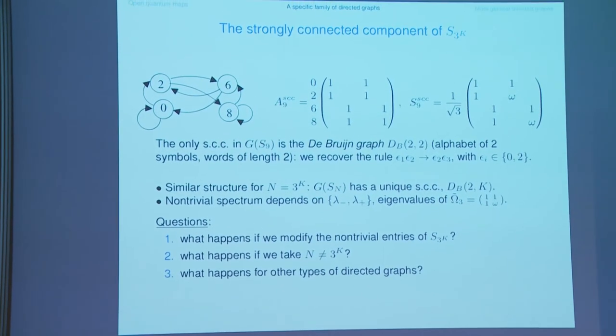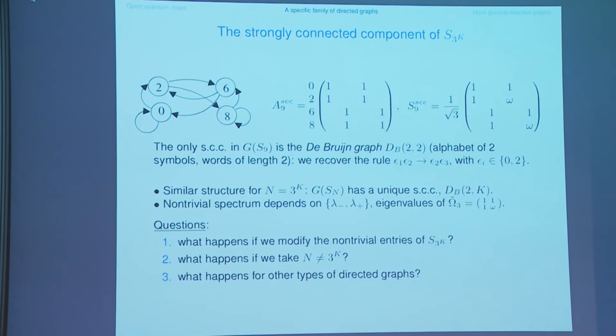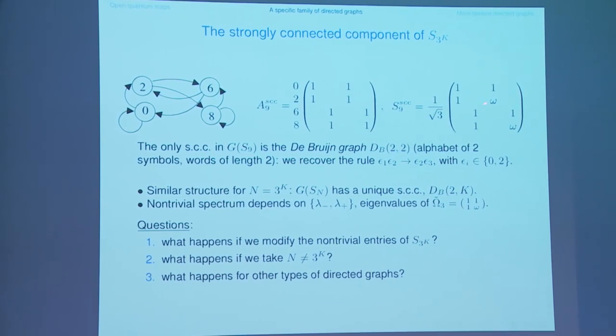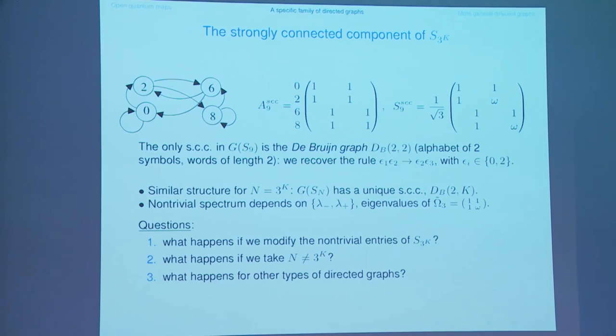So now the obvious question is, is it crucial for our result that this element here is omega, that is exponential 2i pi over 3, a third root of unity, or could we put something else? And another question: what happens if we are not exactly at this value, n equal to 3 to the k, but have other values, because our matrices could be constructed for any values of n, or at least values of n which are multiples of 3? And what happens also for other types of directed graphs? That's the type of question we can ask.